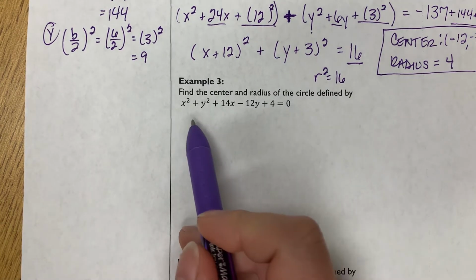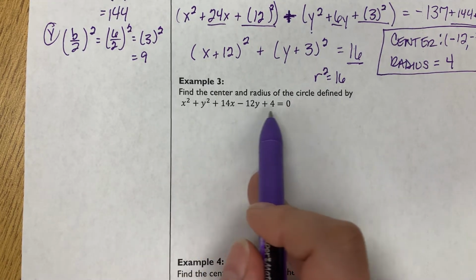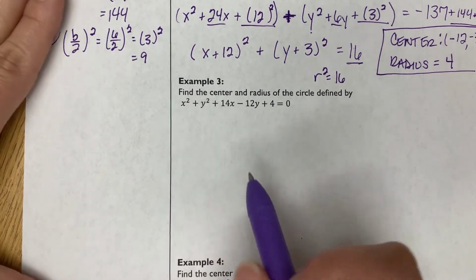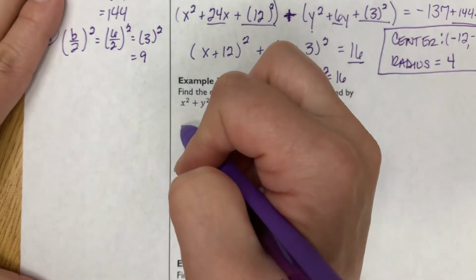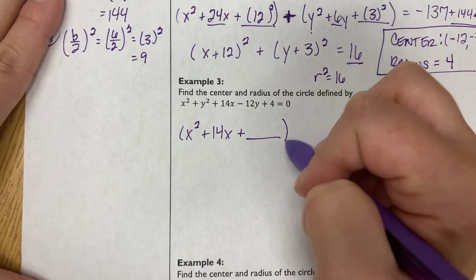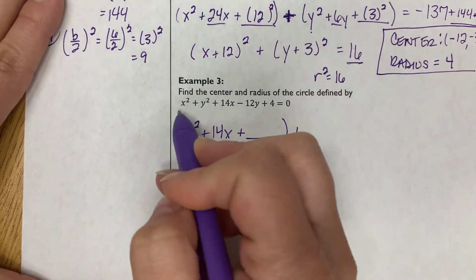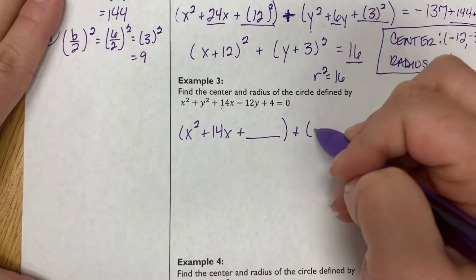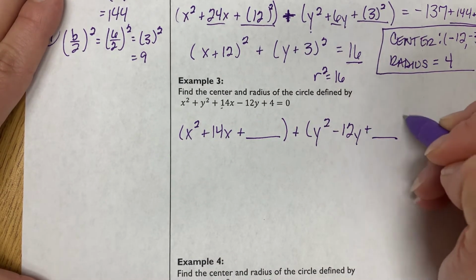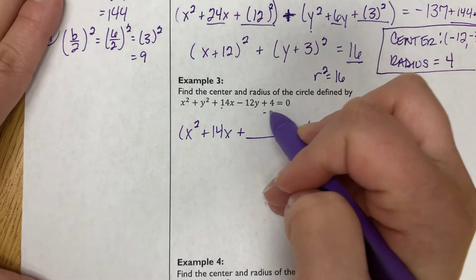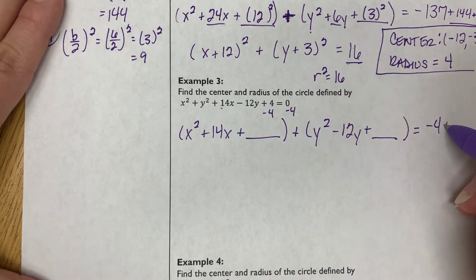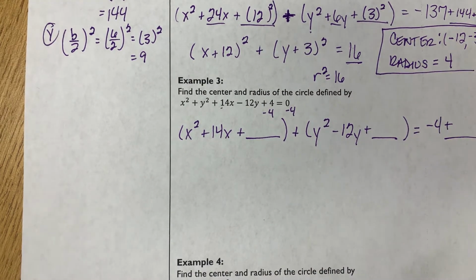Same deal here, this one's nice. It goes ahead and gives it to us here in our general form so that we can just rearrange and write it as we need. So I'm going to say x squared plus 14x plus some number plus, so we took care of our x's, now we're going to take care of our y's, y squared minus 12y plus some number equals, and remember I'm going to move that constant over, so I should have negative 4 here. We're going to be adding some numbers there.